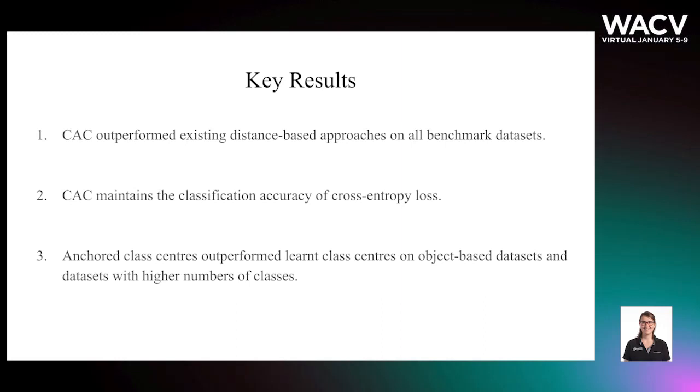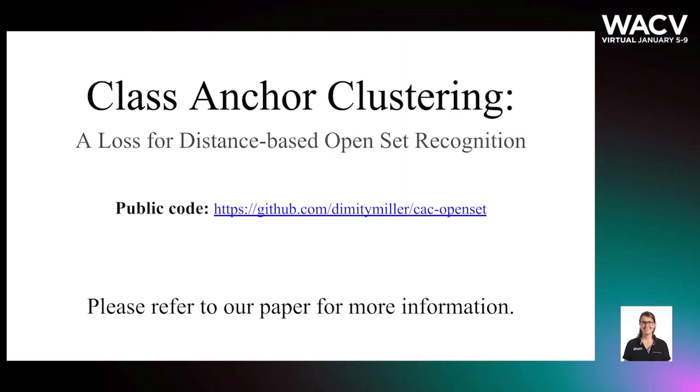By training with a distance-based loss, CAC was able to outperform all existing distance-based approaches on the benchmark datasets. In addition to this, CAC was able to maintain the classification accuracy of the standard cross-entropy loss. Our results also showed that our proposed anchored centers outperformed centers learnt during training on object-based datasets and with higher numbers of known classes. For more detailed results, please see our paper.